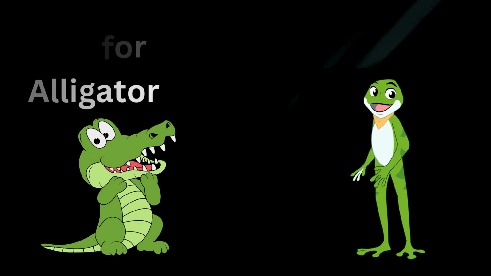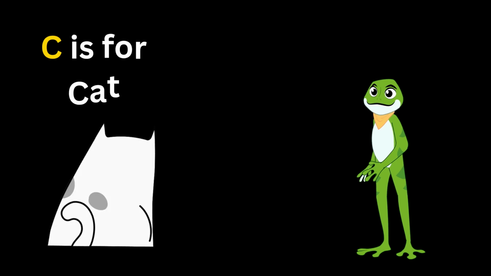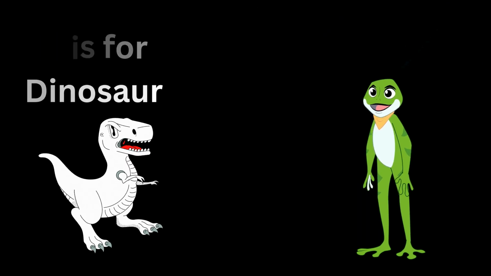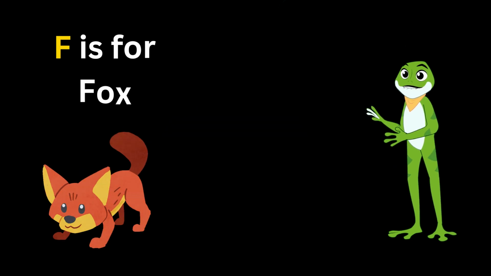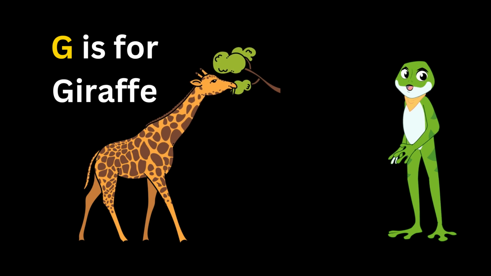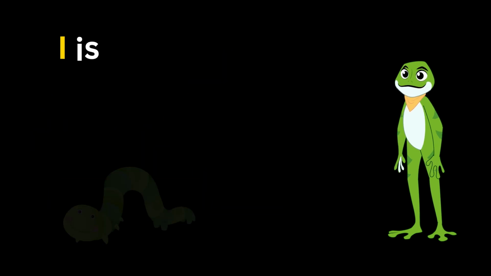A is for alligator. B is for bees. C is for cat. D is for dinosaur. E is for elephants. F is for fox. G is for giraffe. H is for horses.